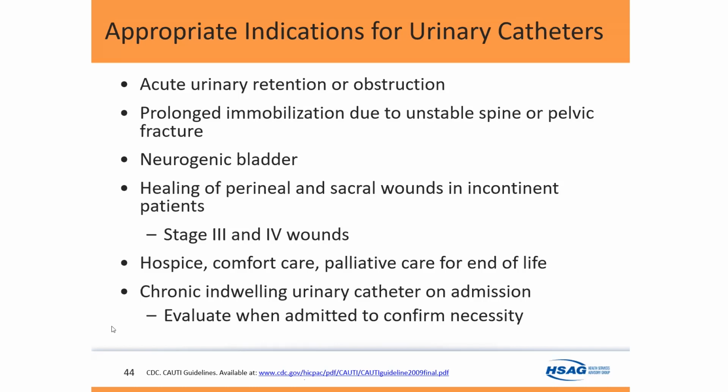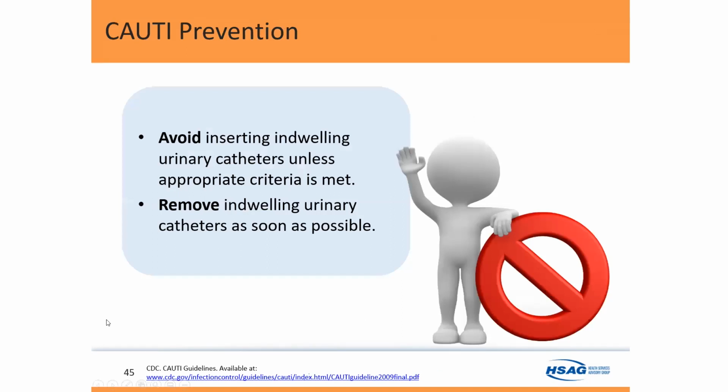All right, next slide, please. Okay, so to oversimplify things, how do you prevent a CAUTI? Two ways. We avoid inserting that indwelling urinary catheter unless the appropriate criteria is met, and we remove that catheter as soon as possible. So as soon as we're no longer meeting that criteria, we get it out. If the device was never placed, or it's removed promptly, we can't have that CAUTI because we don't have that device in place. All right, next slide.